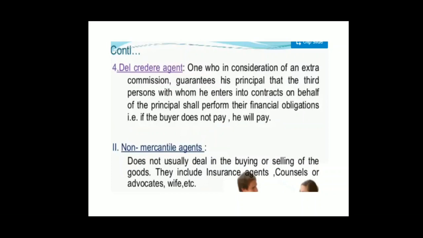Then we have another type, the non-mercantile agent. They are not going to do buying and selling of goods. They are generally your insurance agent or advocate, and even sometimes a wife can be a non-mercantile agent of the husband.